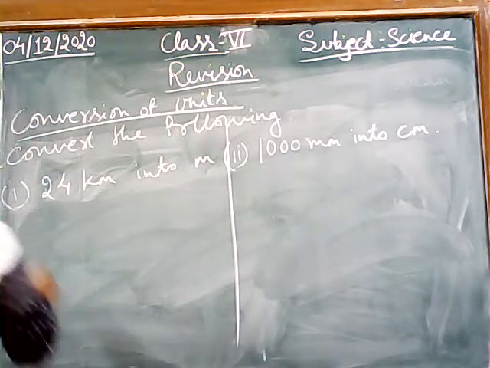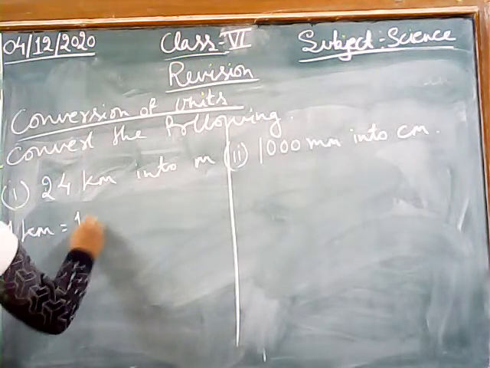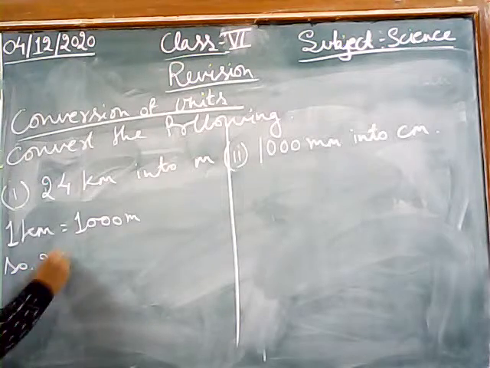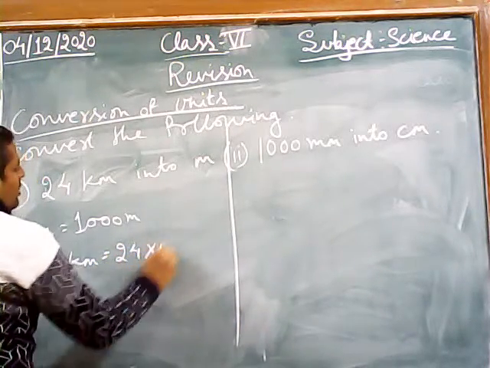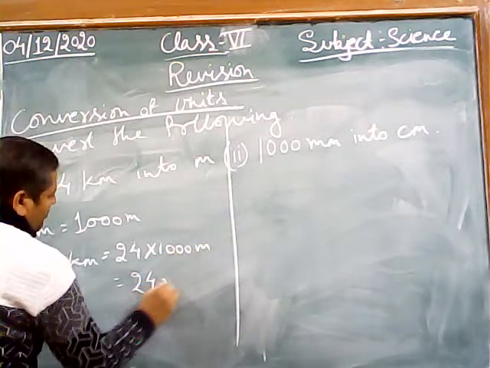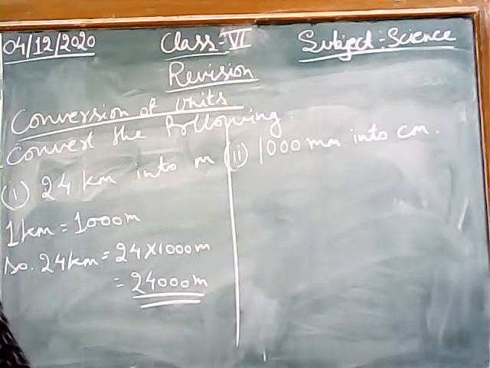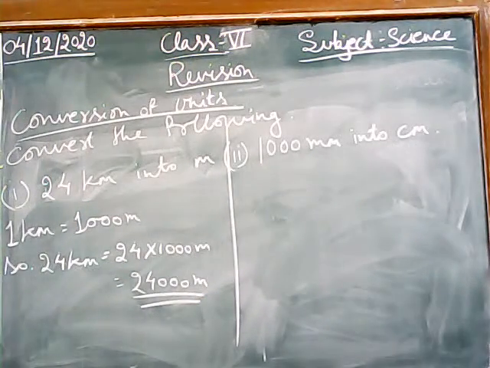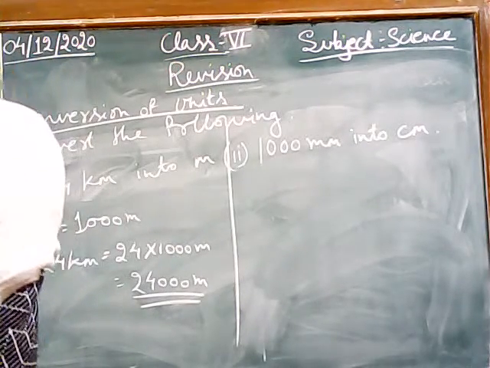So we all know that 1 kilometer is equal to 1000 meter. So 24 kilometer is equal to 24 into 1000 meter. That means 24,000 meter. You have to write meter, not 24 meter, but 24,000 meter.